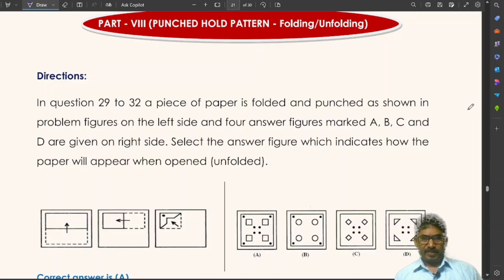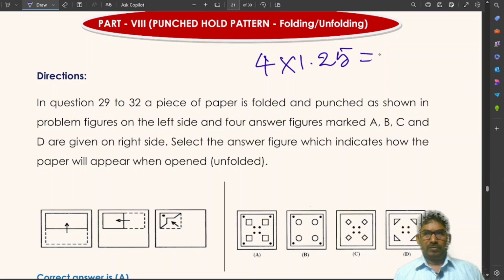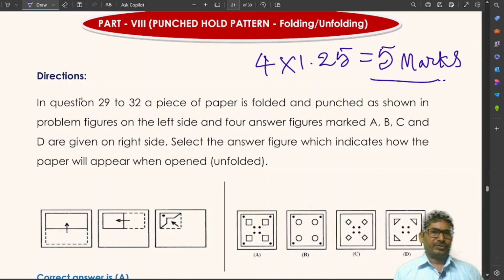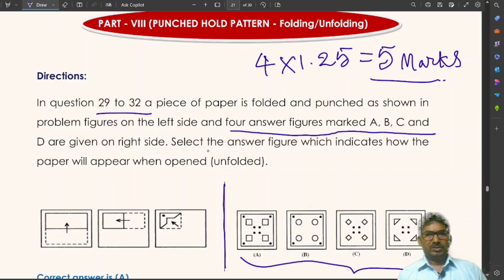Next, part 8. In this also 4 questions will be given. Each question carries 1.25 marks, so 5 marks from this test. Directions. In questions 29 to 32, 4 questions. A piece of paper is folded and punched as shown in the problem figures on the left side, like this, 3 figures, and 4 answer figures marked A, B, C and D are given on the right side like this. Select the answer figure which indicates how the paper will appear when opened, meaning unfolded.